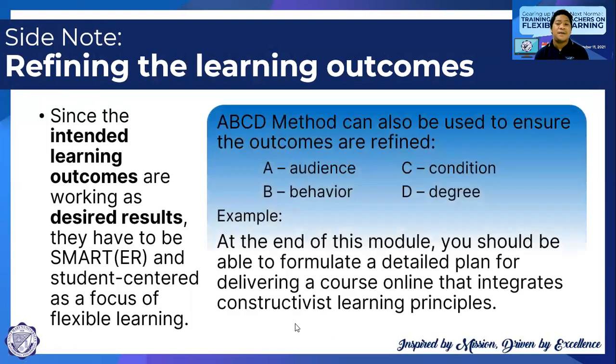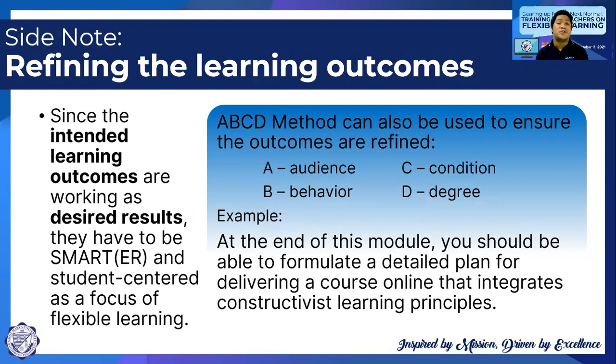So what is the ABCD method? The ABCD method can also be used to ensure the outcomes are refined. A means audience, B is behavior, C is condition, D is degree. We have here an example of a learning outcome.